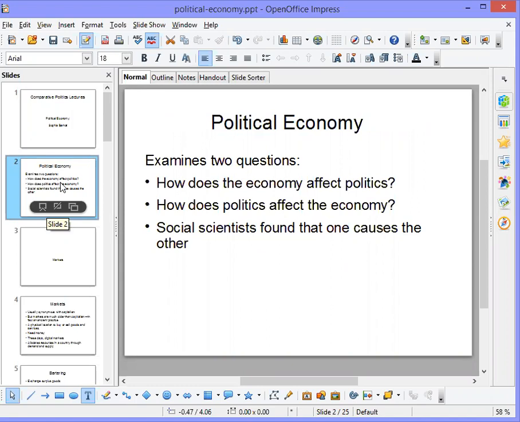So basically, whenever you look at the economy, you can see there are political impacts or there's policy stuff happening. And whenever you look at politics or policies, you see that there are implications for the economy. And what does this mean? We'll look at it, okay? So social scientists found that one usually causes the other. And so we look at the subject of this relationship together in comparative politics. We call it political economy.